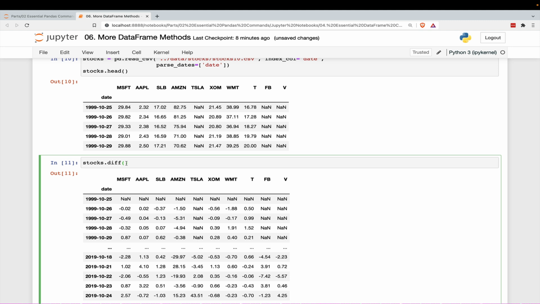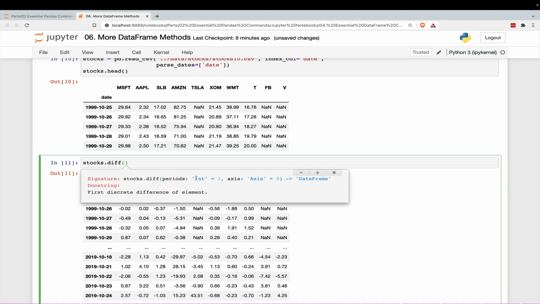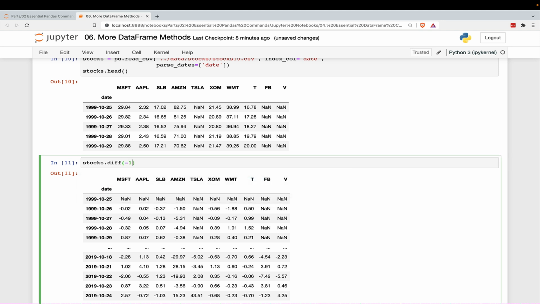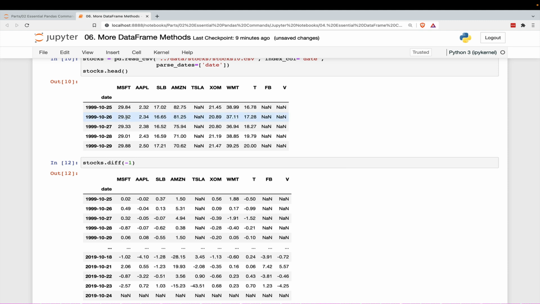You can go the opposite direction. You can see over here, the period size is 1. You can look at the -1, right? So this goes in the opposite direction. How much is this one minus this one, right? So you can go in that direction.